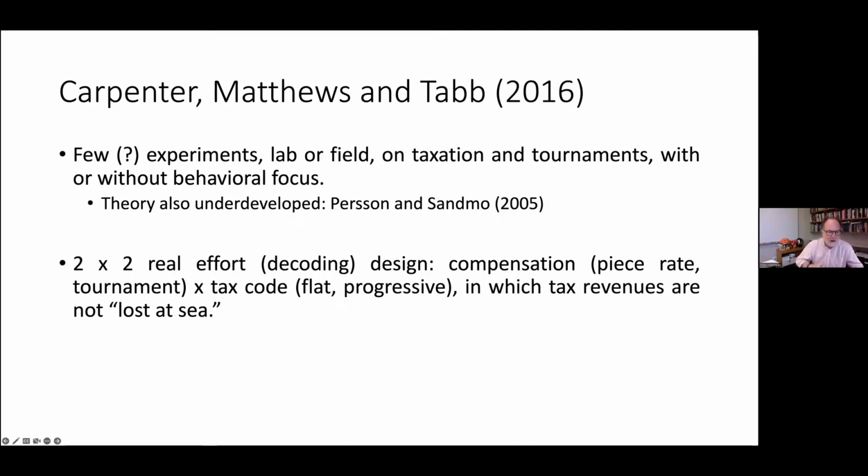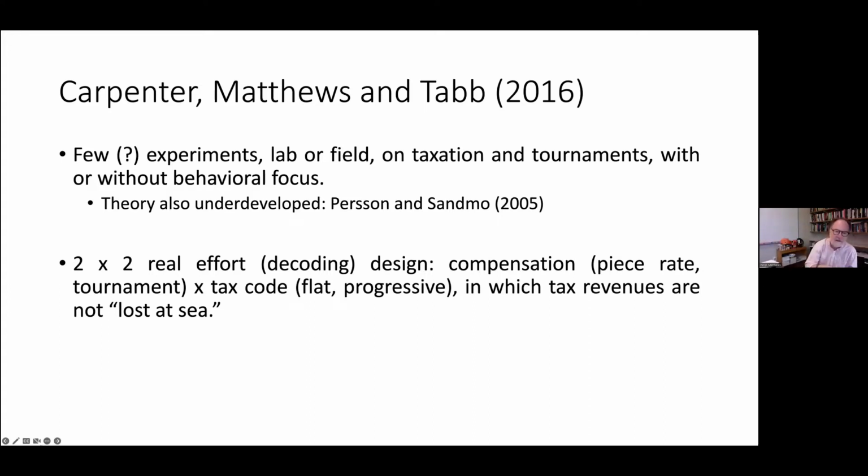But anyway, we have a 2x2 real effort design in which we vary two things: compensation, where we've had people playing under piece rates and in tournaments, and the tax code, where we looked at flat and progressive taxes. And crucially, we did something else, which I think is really important and something we can do in the lab. Most public finance models, when they talk about the burden of taxation, talk about government effectively imposing taxes, and then you never find out what happens to the revenues. So revenues are dumped at sea. And that may be a particular version of how government works, but it's not our version of how government works.